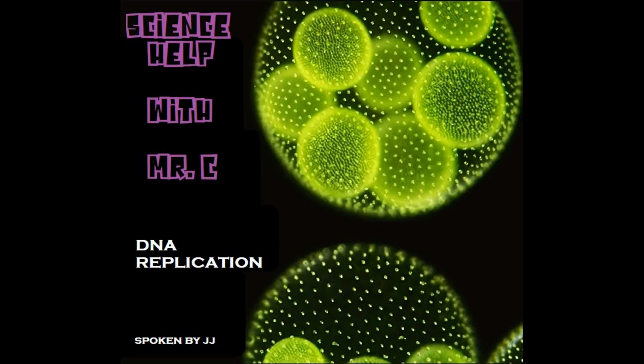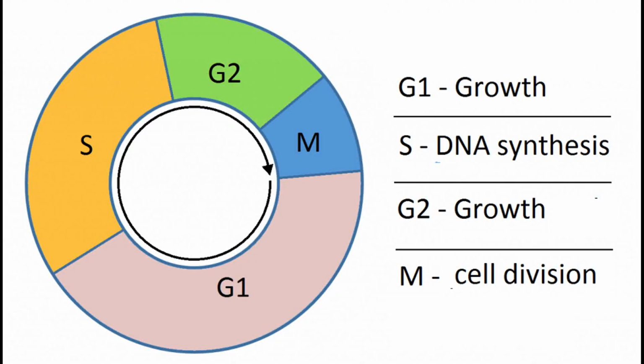DNA replication. DNA is replicated in the S stage of interphase. The DNA needs to be replicated for a copy of the DNA to be passed on to the daughter cells.